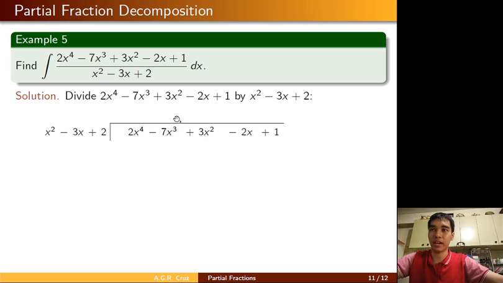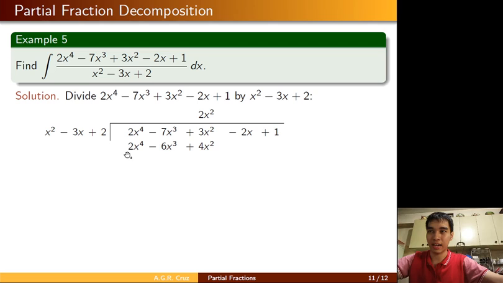Then you align 2x squared here. Ka-align niya si 3x squared dito. Then afterwards, etong 2x squared na to, you take that and multiply that to the entire denominator. In particular, si 2x squared times x squared is 2x to the fourth. 2x squared times negative 3x is negative 6x cubed. And 2x squared times 2 is 4x squared. Then the next step is to subtract this entire thing from the product that we got.